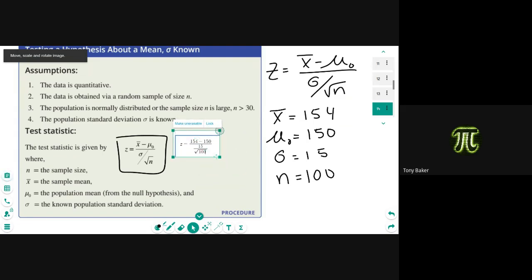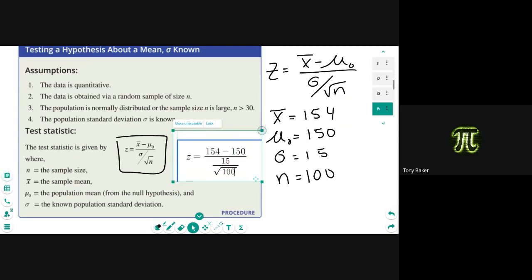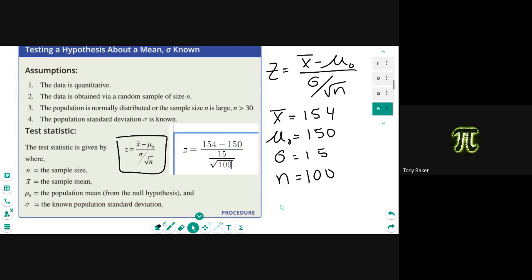So it should look like that when you type it in. In this case, my Z comes out to be 2.67. And remember, your Z table goes to 2 decimal places, so always round your Z to 2 decimal places.